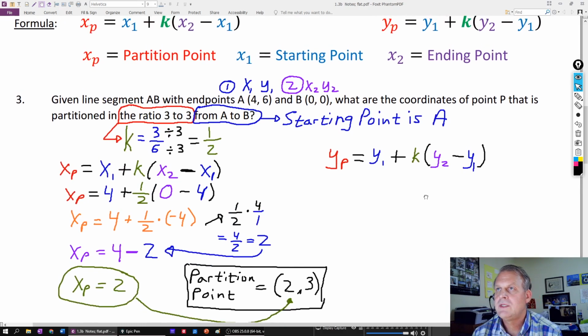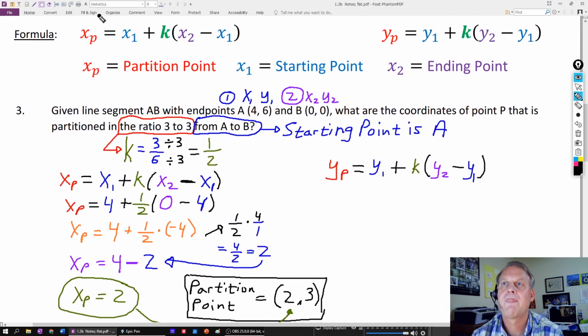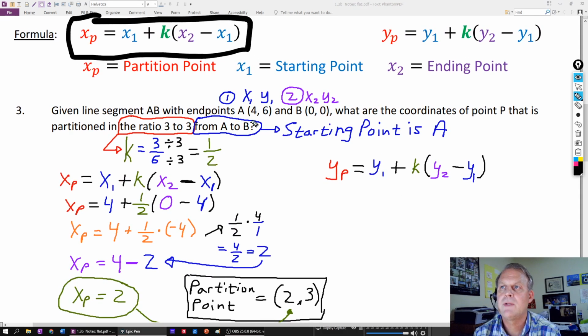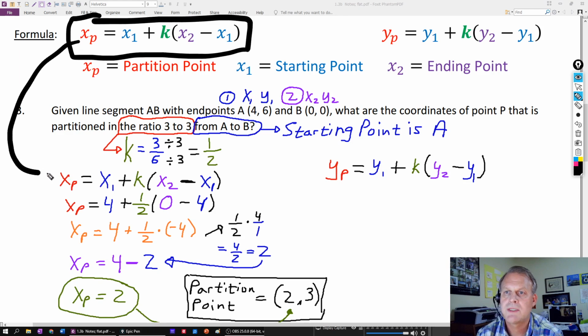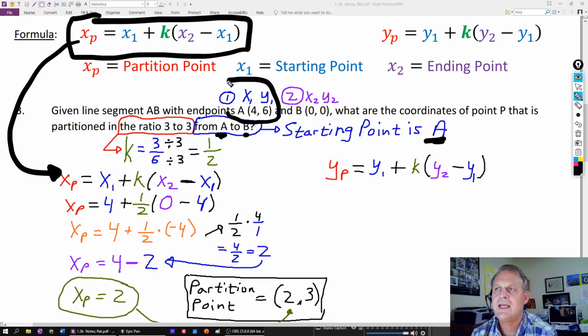So we're using that same formula up here, and all I'm doing is copying this formula down here, and we determined that they're saying from A to B. So our starting point is A. So therefore, let's label. Really important that you do this. Don't just try to do this in your head. Write it down carefully. I gave you enough room to be able to do it. So this is what I do at least. I put a 1 there. That's my starting point. Point A is my starting point.